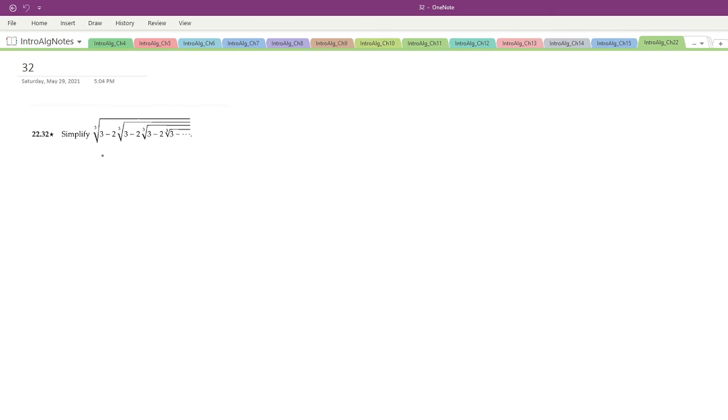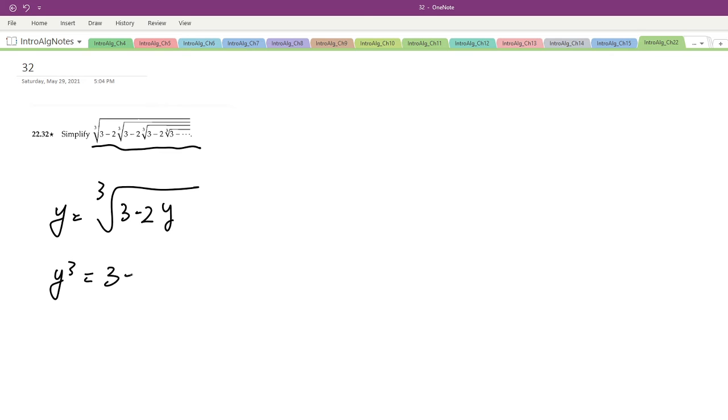So we want to solve this problem, okay? So now let's see. Let y equal the cube root of 3 minus 2y. Now let's cube both sides: y cubed equals 3 minus 2y. Then we can see y cubed plus 2y minus 3 is 0.